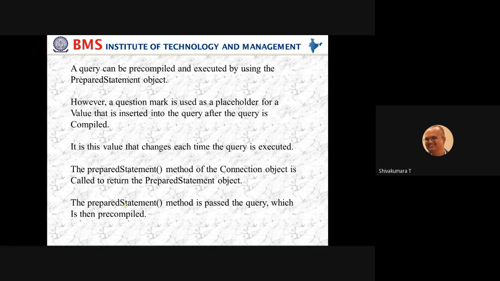The prepared statement method of the connection object is called to return the prepared statement. In the same way as statement object equals connection dot create statement, prepared statement equals connection dot prepare statement. The prepared statement method is passed the query, which is then pre-compiled. That pre-compiled query is what we pass on to the execute methods you are going to call: either execute, execute update, or execute query.